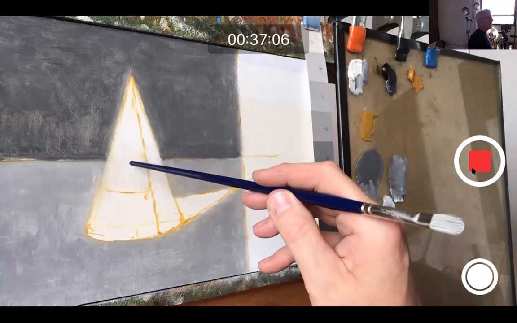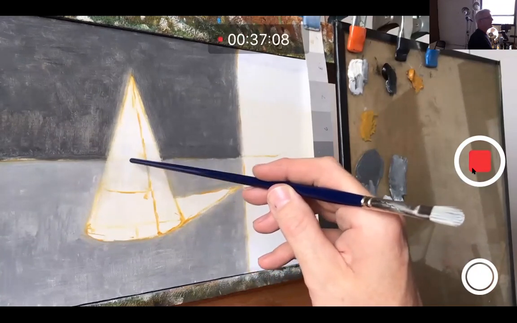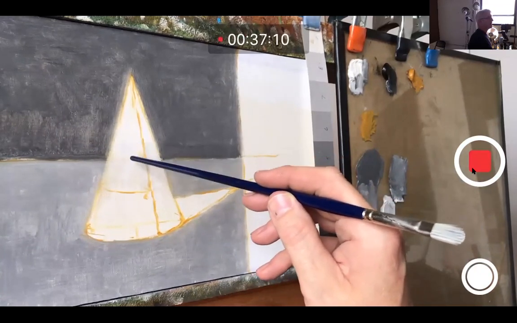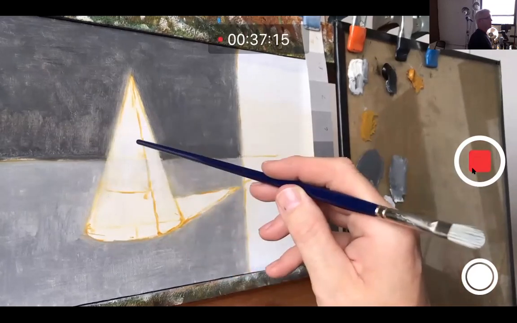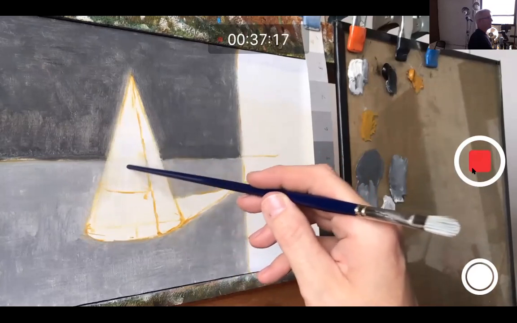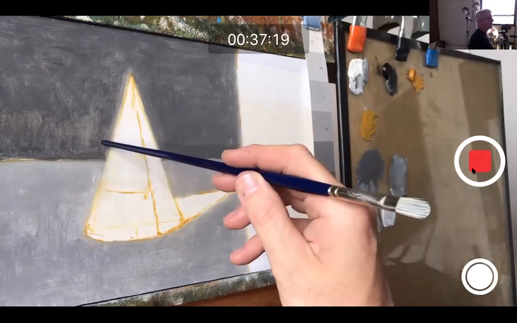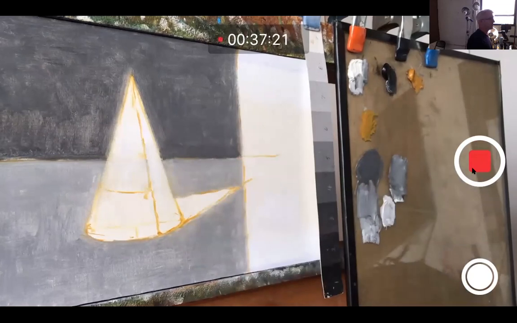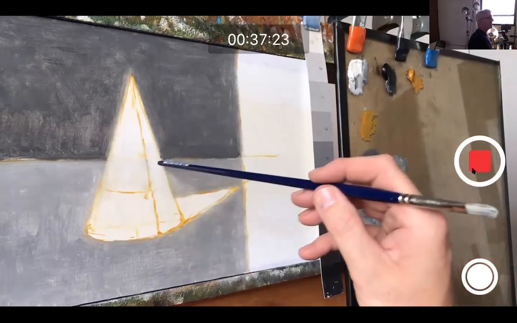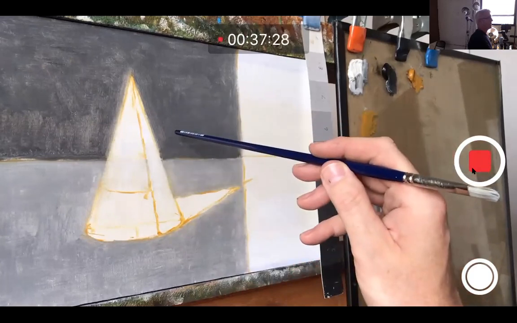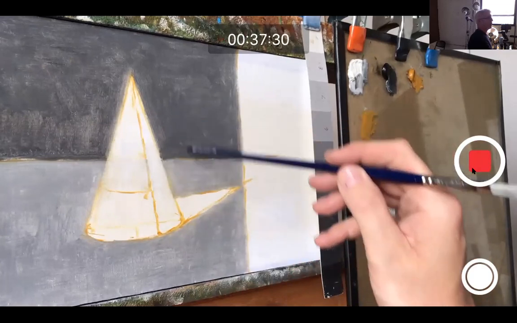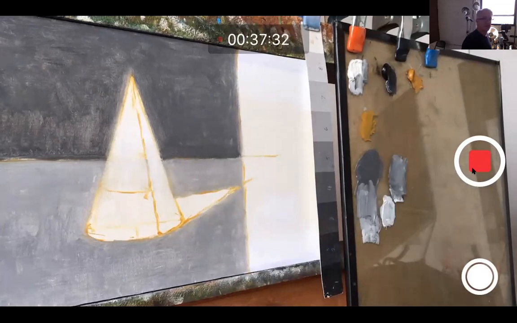And when I look at the value of the light side of that cone, I see that it's considerably lighter than either of these two values. So I'm going to make sure I paint this value so that it is distinctly, clearly lighter than either of those two values. And then the value of the shadow side of this cone is clearly darker than the values of the back wall or the surface of the table. And I want to make sure I take that into account when watching these values.